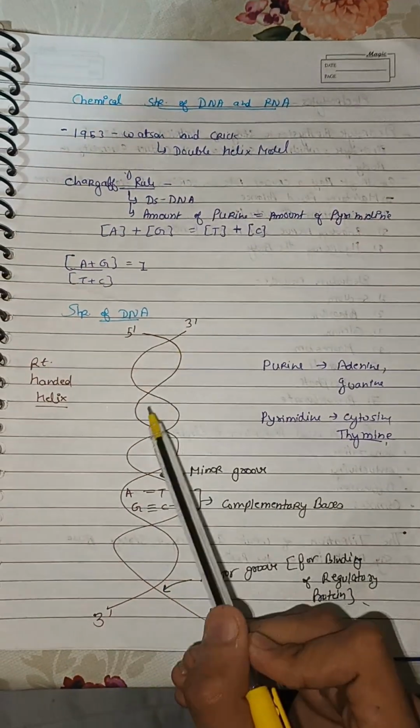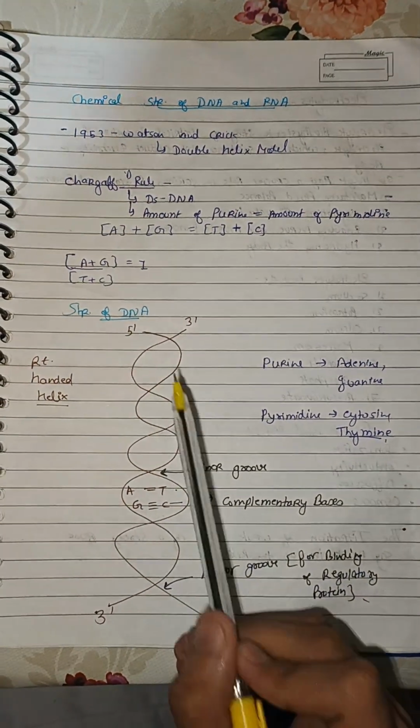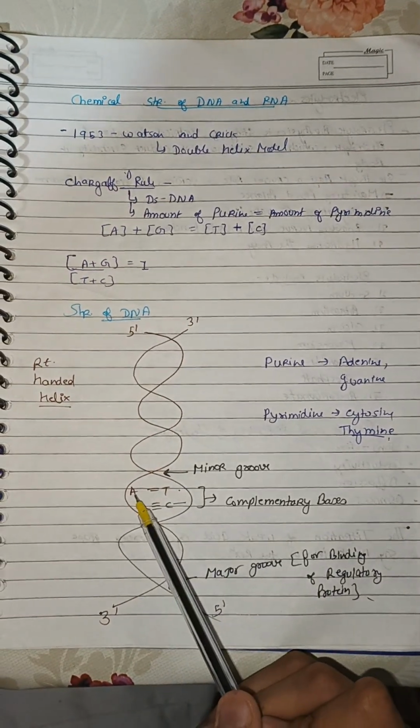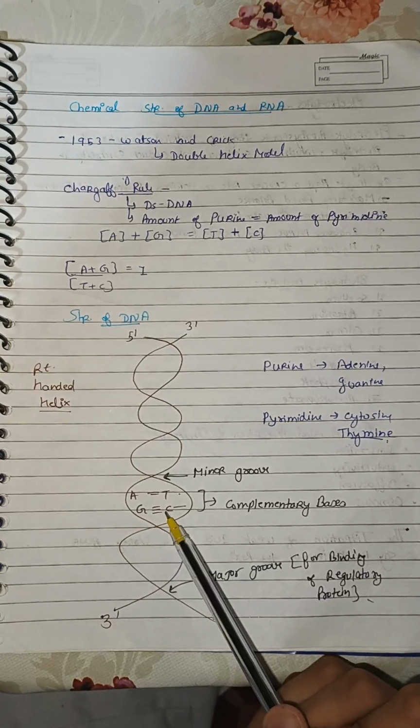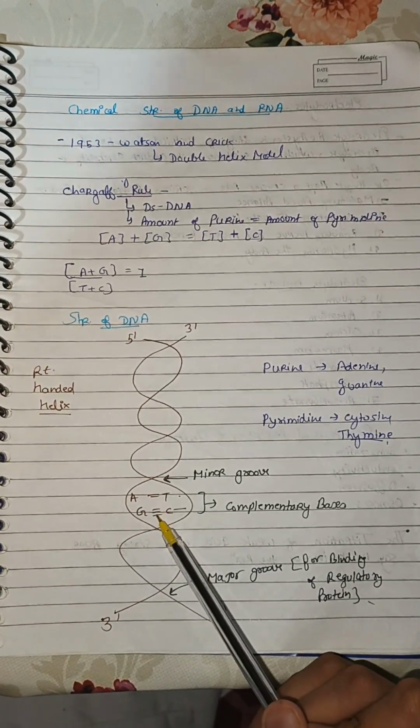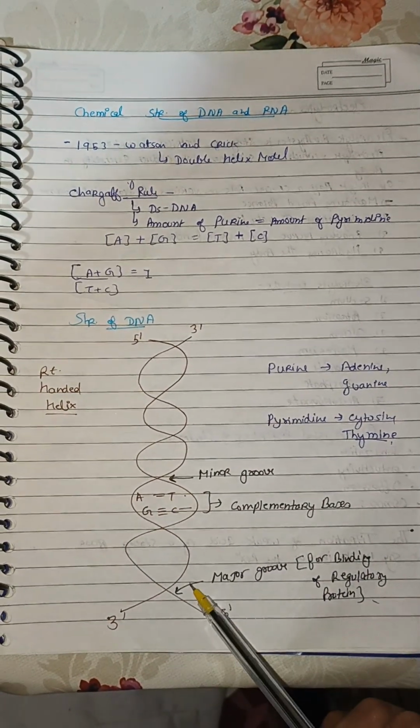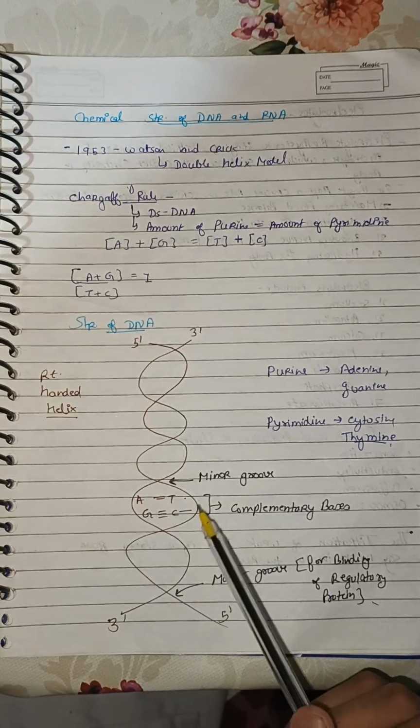This is the double helix structure of DNA. In DNA we can see adenine forms 2 bonds with thymine, whereas guanine forms 3 bonds with cytosine. These bonds are hydrogen bonds. We can see the minor groove and major groove. The major groove is for regulatory proteins.